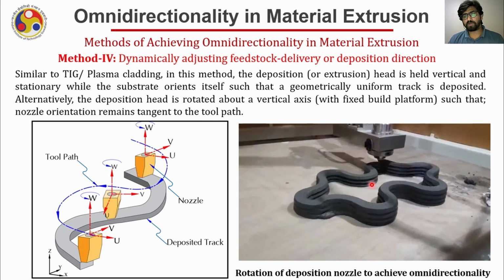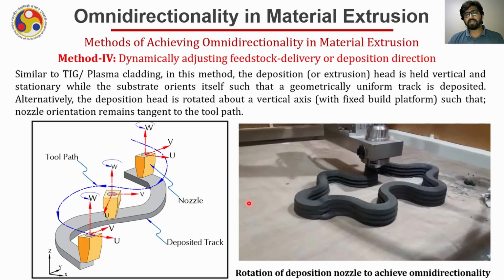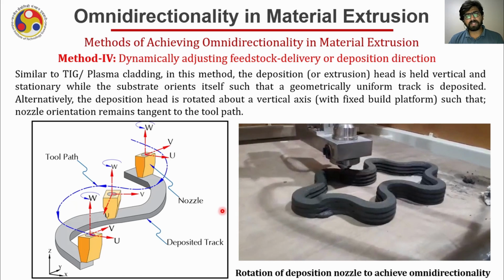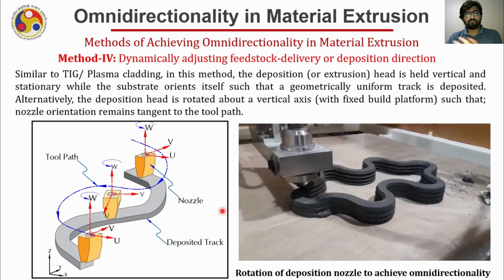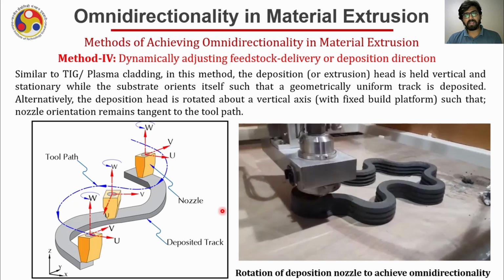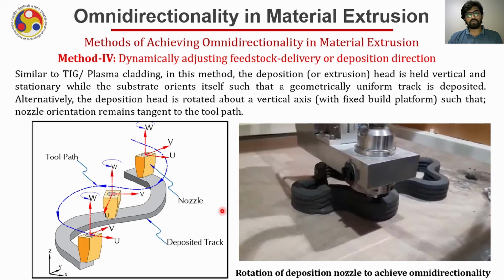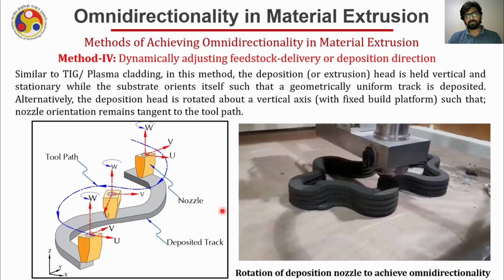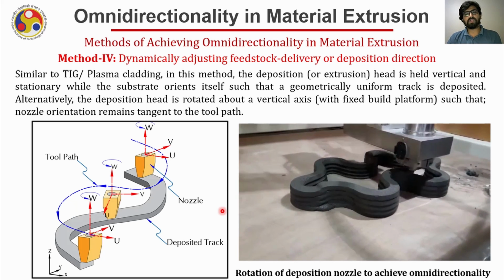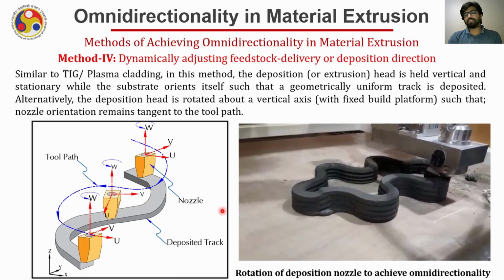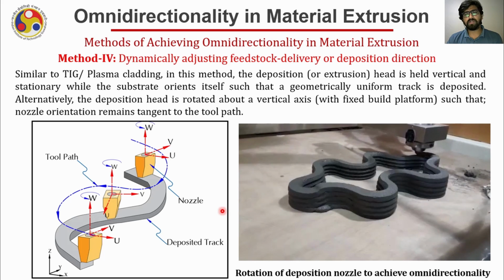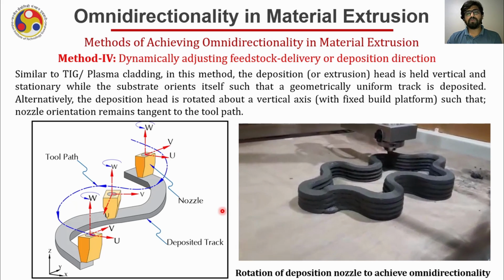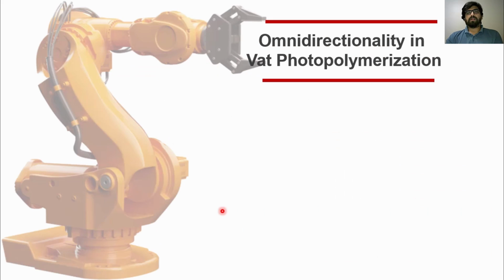A real life example of the same is shown here in this video as well. As you can see, there is a nozzle which is continuously rotating when it is required to deposit the rectangular bead onto the substrate, and it is rotating to achieve the omnidirectionality. If the opening of the nozzle is circular, then this issue may not be here, but as the opening of the nozzle is rectangular, the solution is dynamically adjusting the feedstock delivery direction. Let us now discuss omnidirectionality in wet photopolymerization.